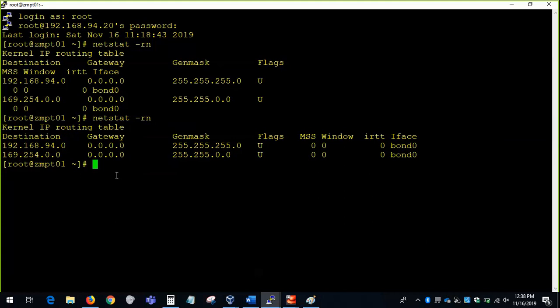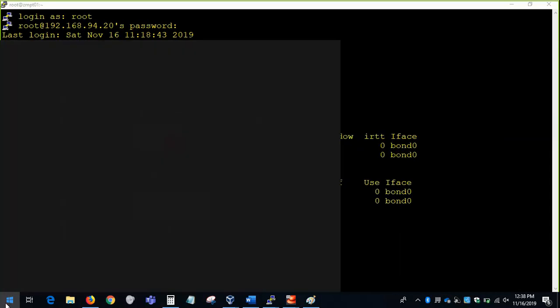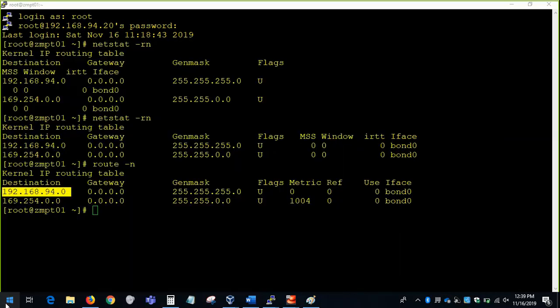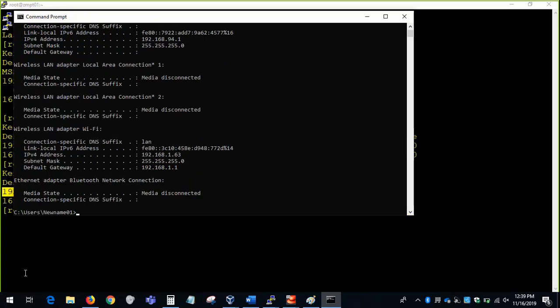So another command is called route -n. So this one is also giving you the default gateway, which is 192.168.94.0. Okay, so let's take a look at the IP default gateway for the laptop. For the laptop, for Windows, you type ipconfig. Okay. And then the default gateway for this is 192.168.1.1.